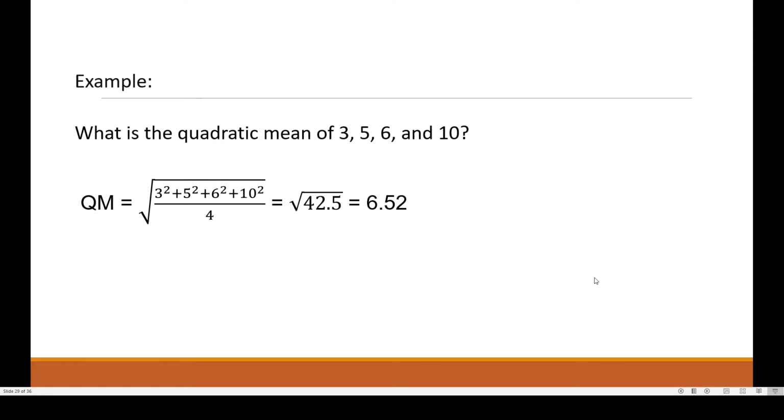Example, what is the quadratic mean of 3, 5, 6, and 10? So the quadratic mean is the square root of 3 squared plus 5 squared plus 6 squared plus 10 squared over 4. So the square root of 42.5, or 6.52. So let's proceed to fractiles.